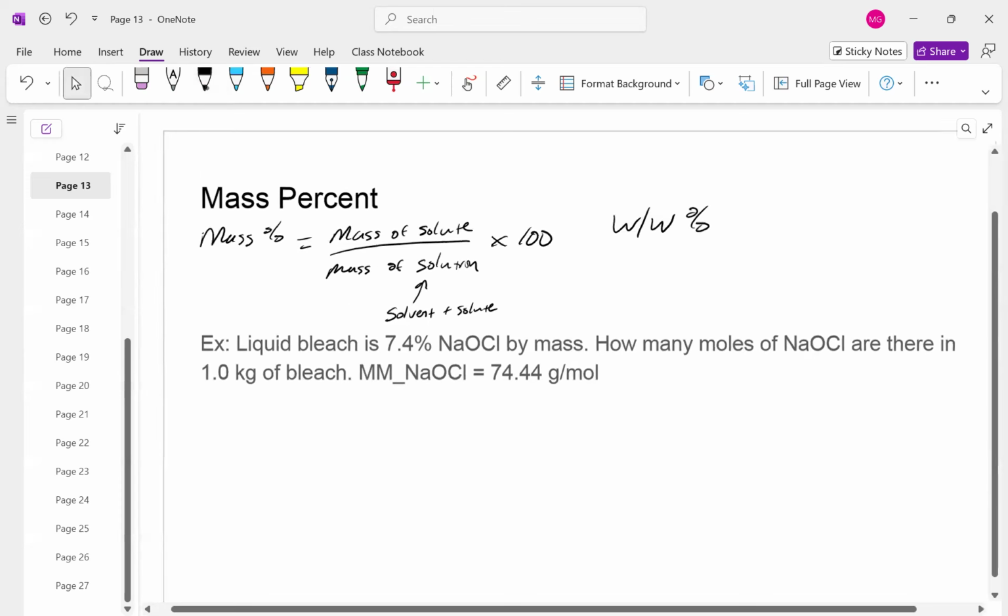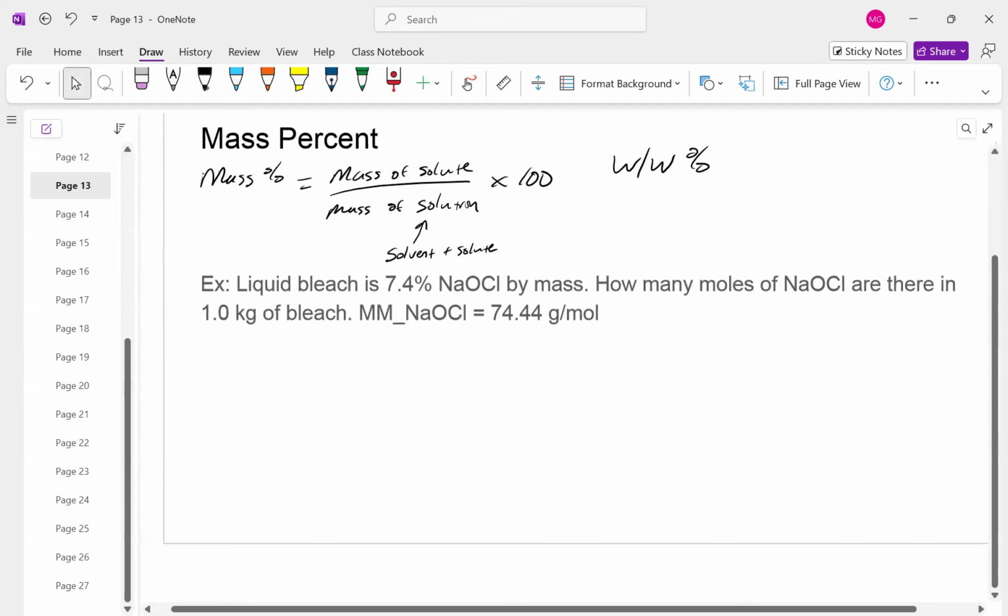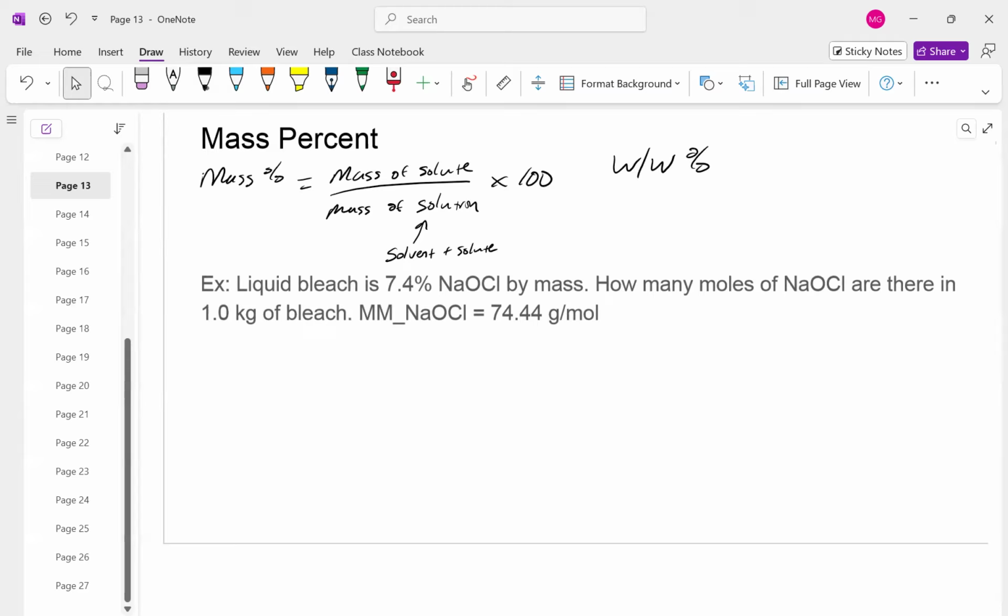So let's kind of look at an example. Liquid bleach is 7.4% sodium hypochlorite by mass. How many moles of sodium hypochlorite are there in 1 kilogram of bleach? And then the molar mass is there for sodium hypochlorite. Now the question is in these kinds of problems, how do I deal with a mass percent?